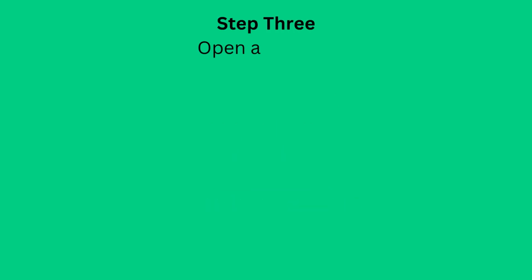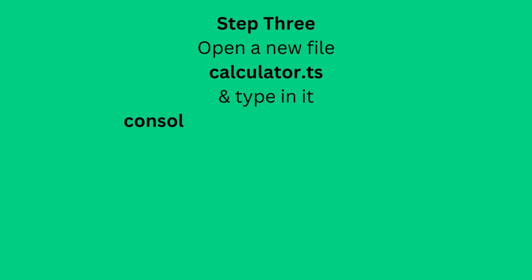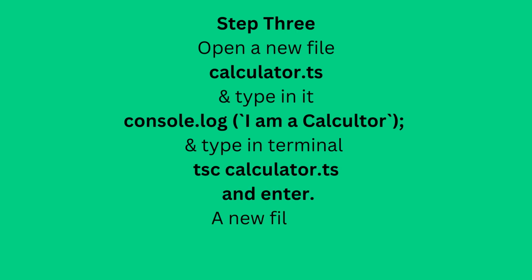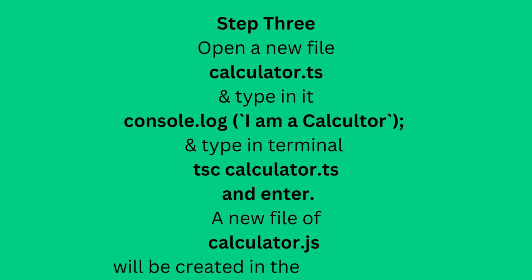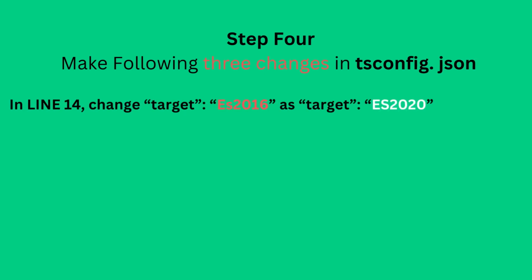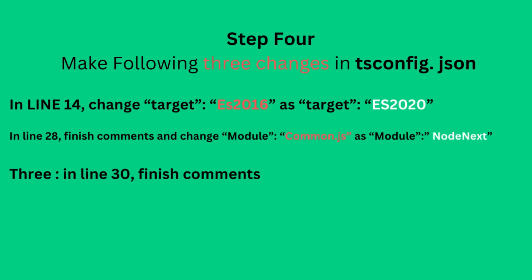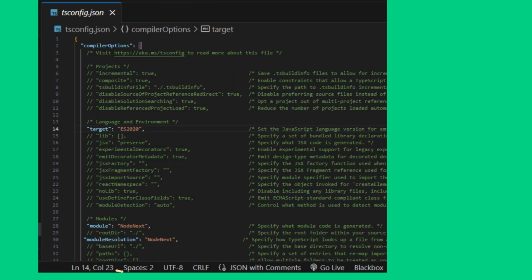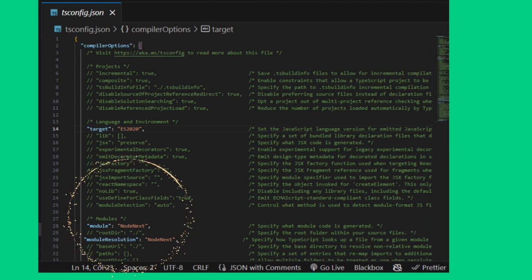Step 3. Open a new file calculator.ts in the MyCalculator folder and type in it console.log("I am a calculator"), and type in the terminal tsc calculator.ts and enter. A new file, calculator.js, will be created in the same folder. Step 4. Make the following 3 changes in the tsconfig.json file. 1. In line 14, change target ES2016 to target ES2020. 2. In line 28, remove the comment and change module commonjs to module nodenext. 3. In line 30, remove the comment and change moduleResolution module to moduleResolution nodenext. That is all, now save the file.